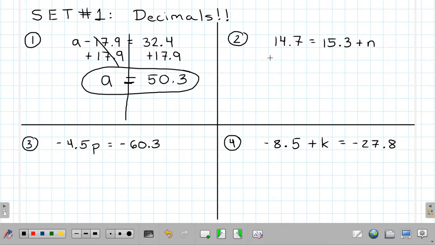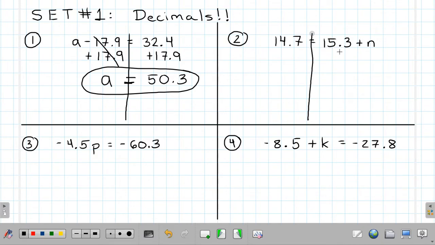Number 2, same thing here. We have 14.7 is equal to 15.3 plus n. If we need to, we can flip things around the equal sign. We can also flip around this addition, meaning we could make it n plus 15.3 is equal to 14.7 if we wanted to. Some of us might be able to see from here, we have 15.3 plus n, and we want n by itself. So once again, draw your little line there.